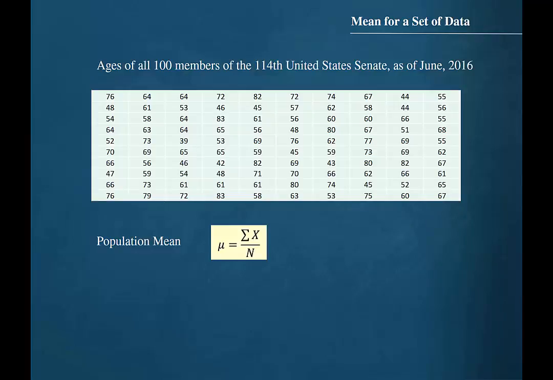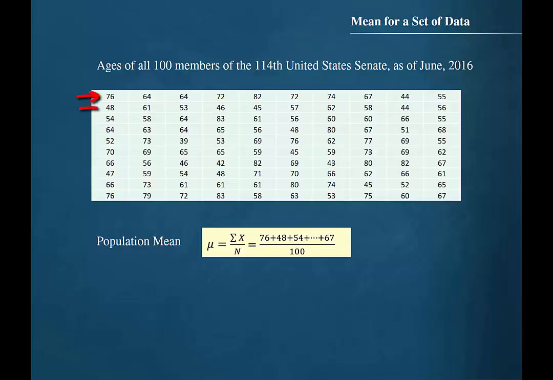Again, the formula tells us to add all of the data values and then divide by the number of data values in the dataset. So we will add 76 plus 48 plus 54 and continue this process until we have added all of the values in the set, all the way down to the 67 in the last entry in the table. Then we will divide by 100, which is the number of values in the set.